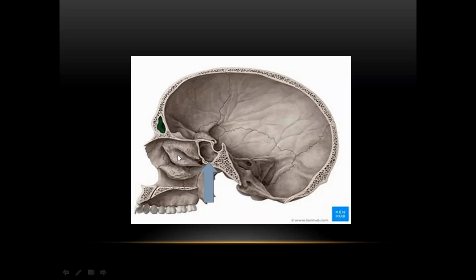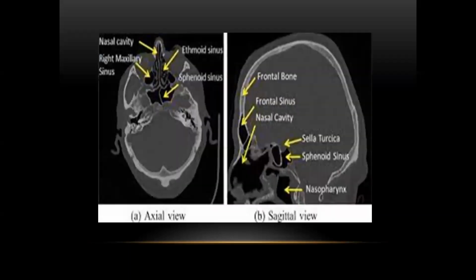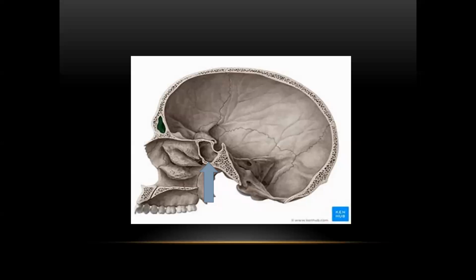Open here, and this is the middle turbinate. Below the middle turbinate is the middle meatus, which receives the opening of the frontal, anterior ethmoidal, and maxillary sinuses. All these sinuses open into the middle meatus. And the inferior turbinate, below the inferior turbinate is the inferior meatus. It receives the opening of what is called the nasolacrimal duct, which transmits the tears from the eye into the nasal cavity.